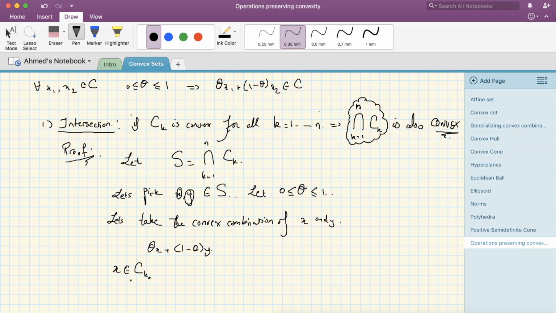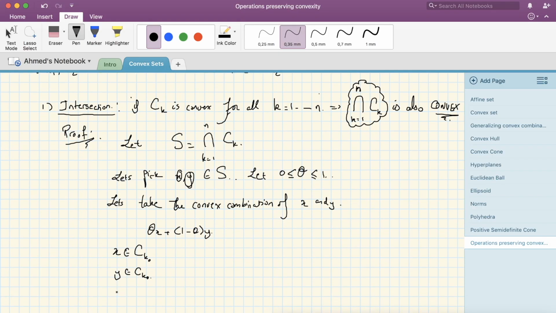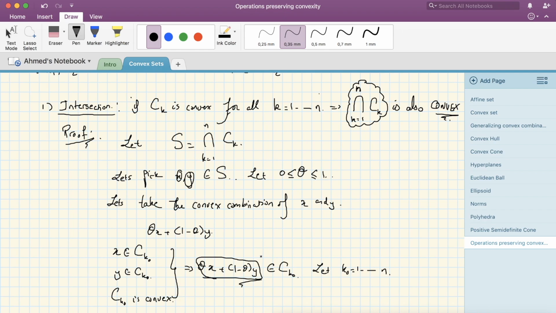Because x is in C1, x is in C2 till Cn. It's in the intersection, which means that it belongs to all of them. Similarly, y is also in CK0, and we know that CK0 is convex because all the CKs are convex. What do those three mean? It means that by definition of convexity, theta x plus 1 minus theta y will fall again in CK0. Now let K0 go from 1 till n, which means that this convex combination will fall each time in C1, C2 till Cn.